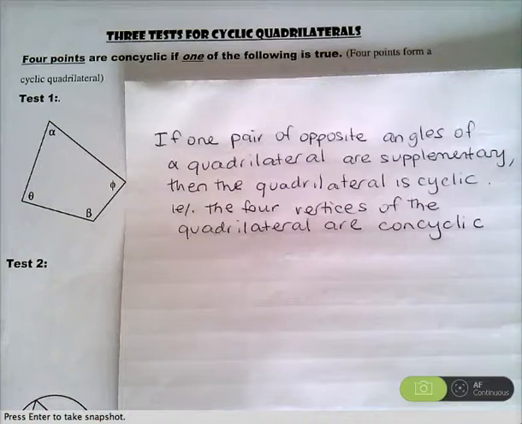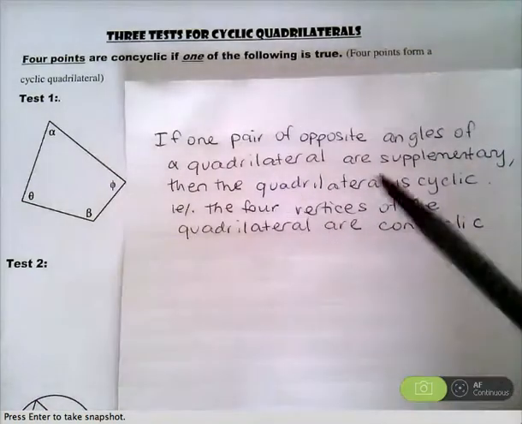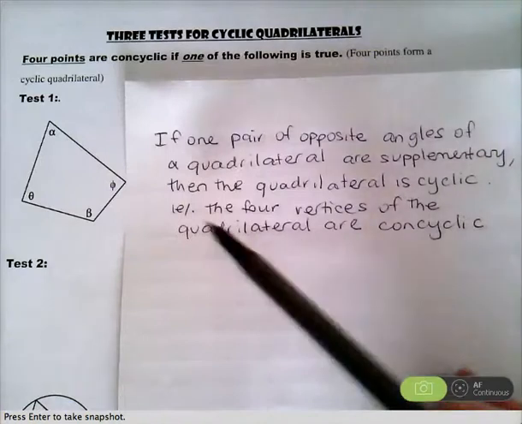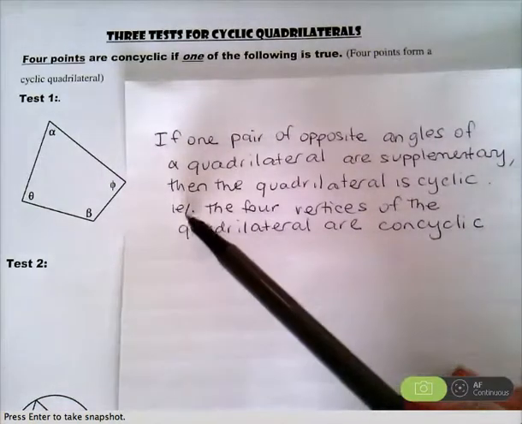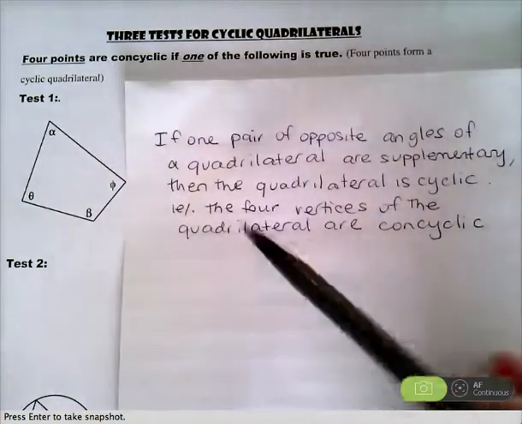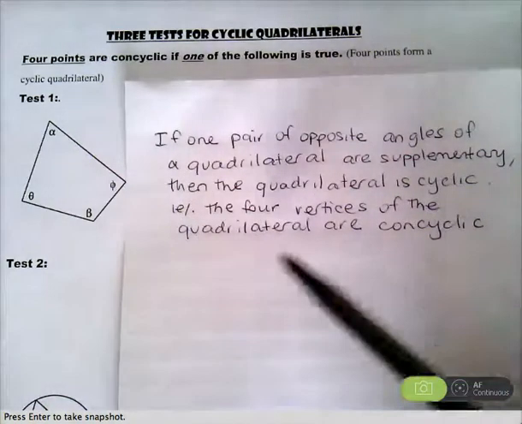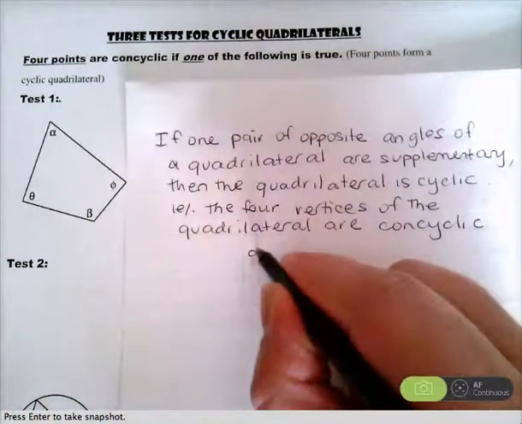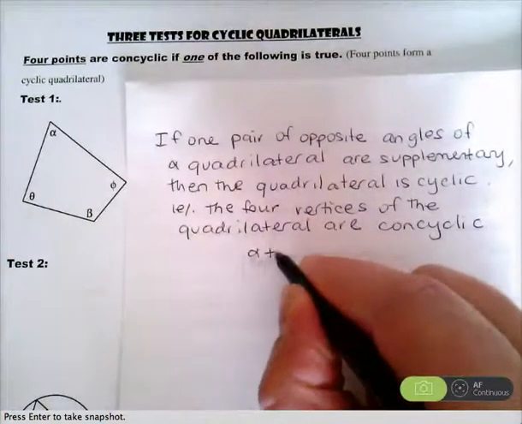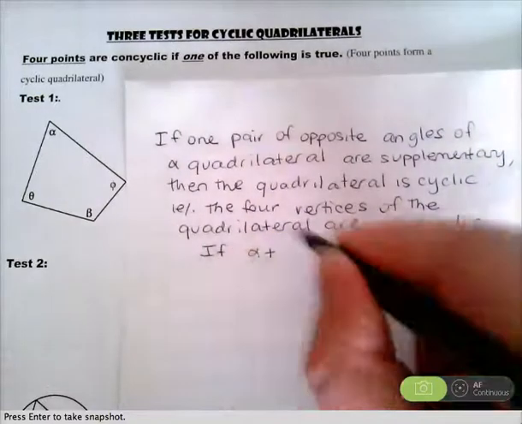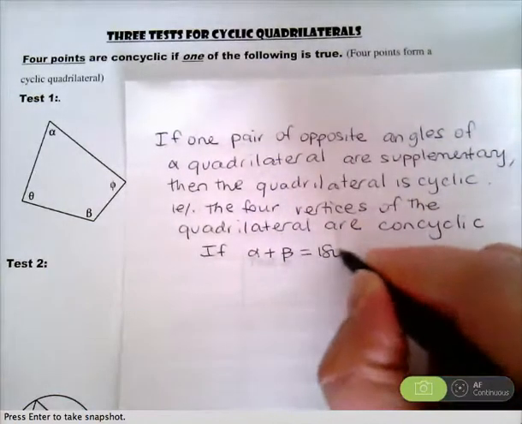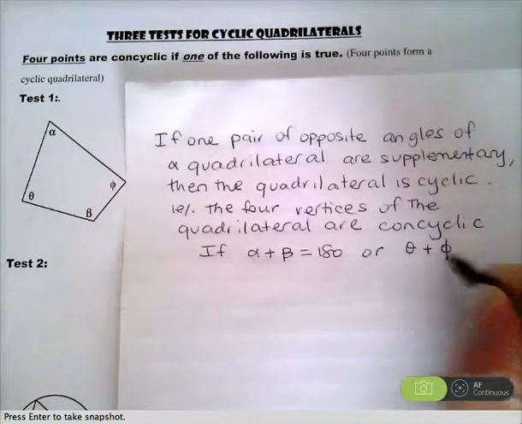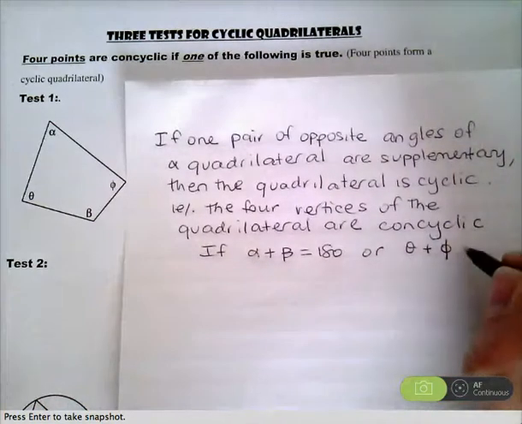If one pair of opposite angles of a quadrilateral are supplementary, then the quadrilateral is cyclic, which means that the 4 vertices of the quadrilateral are concyclic. So therefore, we could say if alpha plus beta is 180, or if theta plus, I can't remember the symbol for that, omega or something.